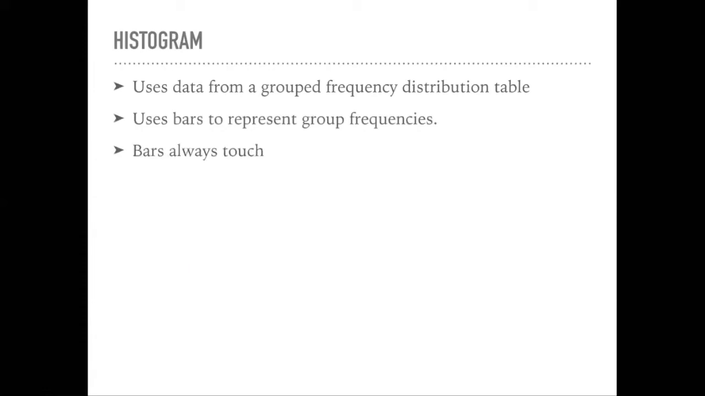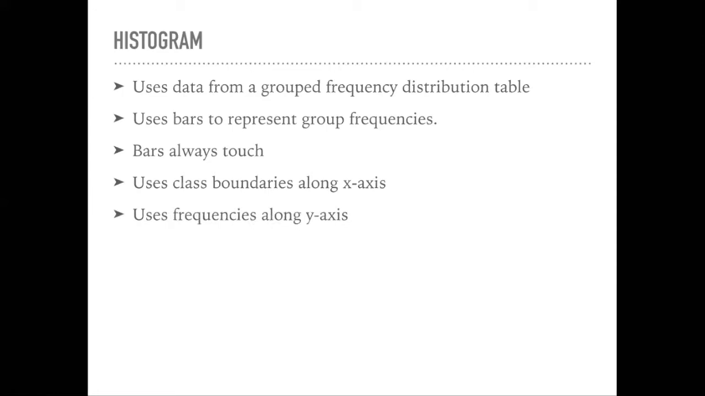It kind of looks like a bar graph, except the difference between it and a bar graph is with a histogram, the bars always touch. With a bar graph, the bars don't touch. Your class boundaries will be used along the x-axis, and the frequencies will be found along the y-axis. And whenever you're drawing a graph, do always make sure that you're labeling both the axes and giving the graph a title.